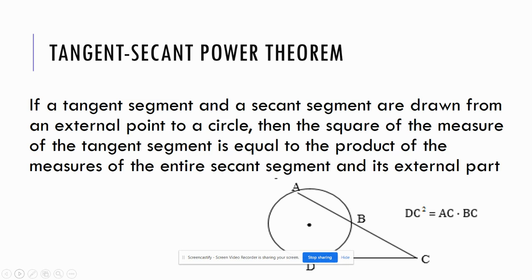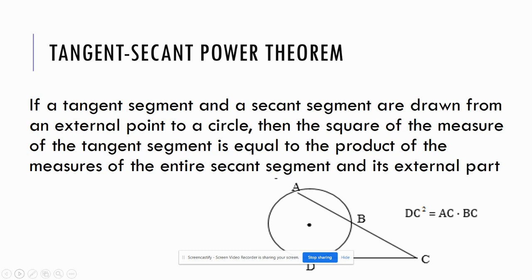Our second power theorem is called the tangent-secant power theorem. It states if a tangent segment and a secant segment are drawn from an external point to a circle, then the square of the measure of the tangent segment is equal to the product of the measures of the entire secant segment and its external part. So remember, a tangent is a segment that only touches the circle one time. In the diagram here, the segment DC is a tangent segment because it only touches the circle at point D, and notice that C is outside of the circle.